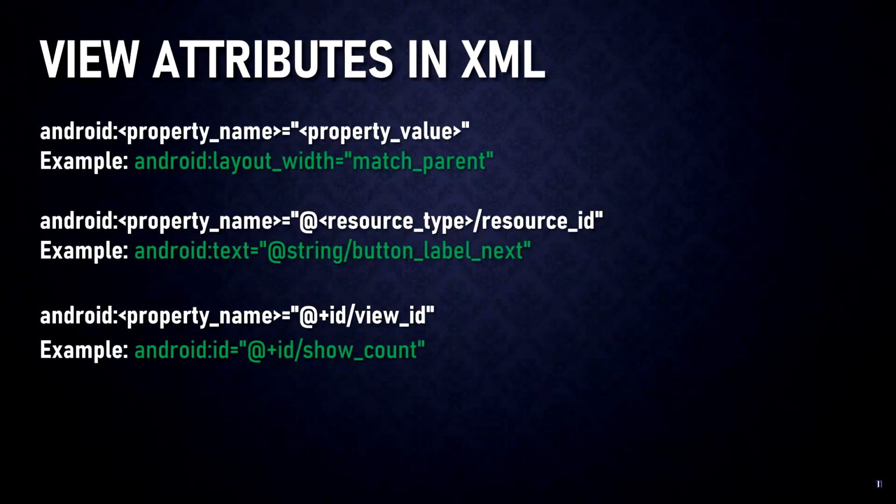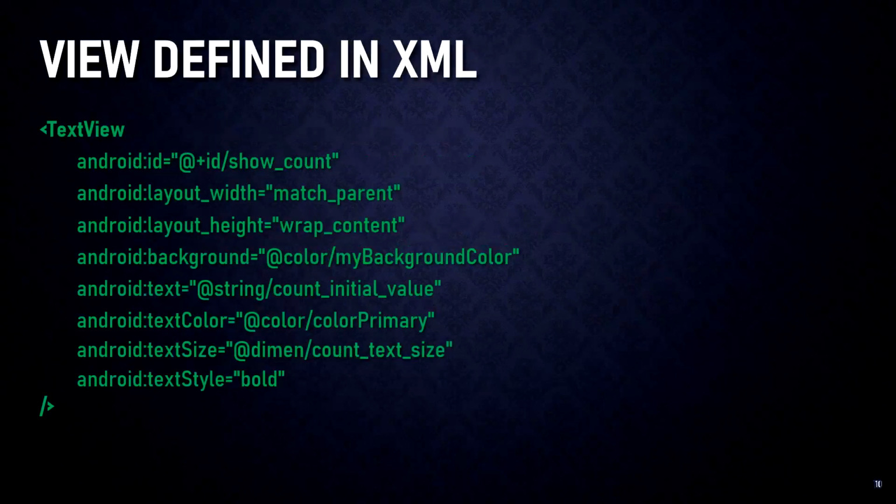Another way is you specify the property name, and on the right part, you specify the resource type. Here, we specify the property name text, and we specify a string resource. So the text is found in the string resource, and the name of that resource ID is button_label_text. So this is another way: we used the text as a string, and we specify the ID for that specific string.